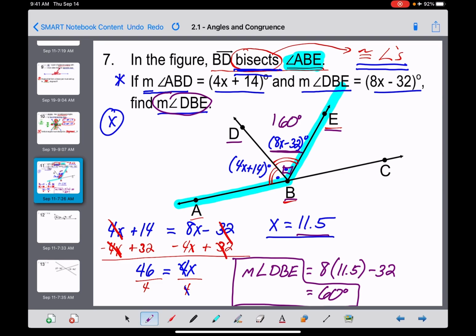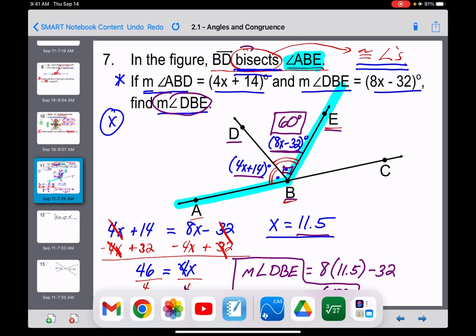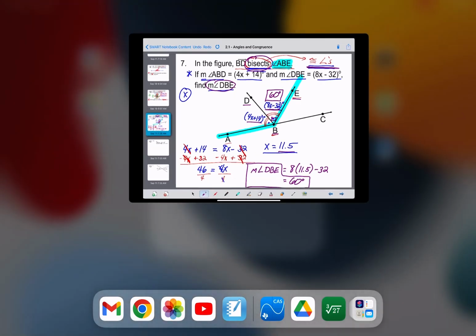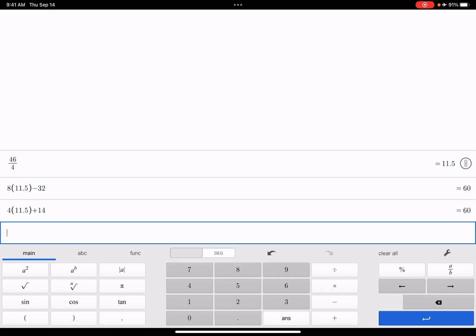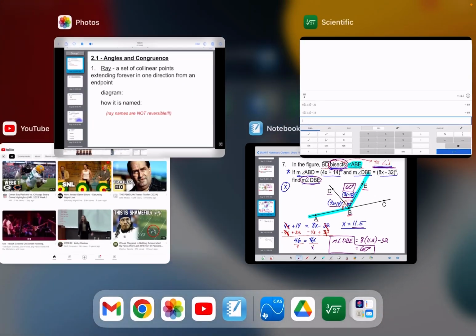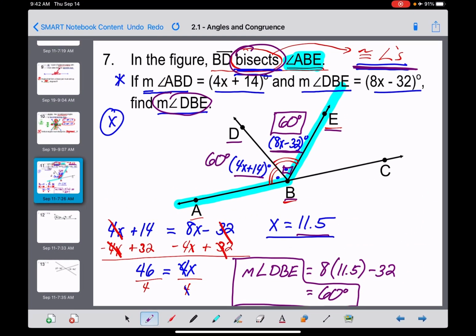But it's never a bad idea, guys, especially if this was a quiz or a test, to make sure you got this right. Let's find the measure of angle ABD right next to that, 4x plus 14. Now, if we've done this right, and if we understand what the word bisect means, which is to give us congruent angles, this answer had better be 60 as well. So 4x plus 14. We've got a 4. Our x value, we believe, is 11.5. So there's your 4x and then a plus 14, and we'll hit enter there. Yep, sure enough, that one was 60 degrees as well. So now I feel really confident about my answer that I came up with right here.